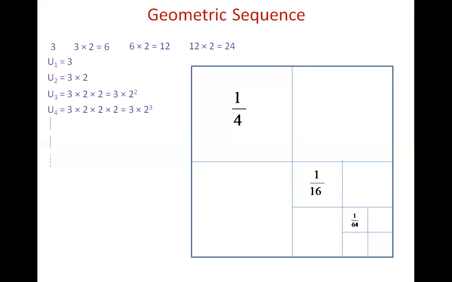And if you continue like that, you can get the nth term. The first term 3 is multiplied with 2, n minus 1 times. That can be written as 2 power n minus 1. So the nth rule of the geometric sequence is 3 times 2 power n minus 1.